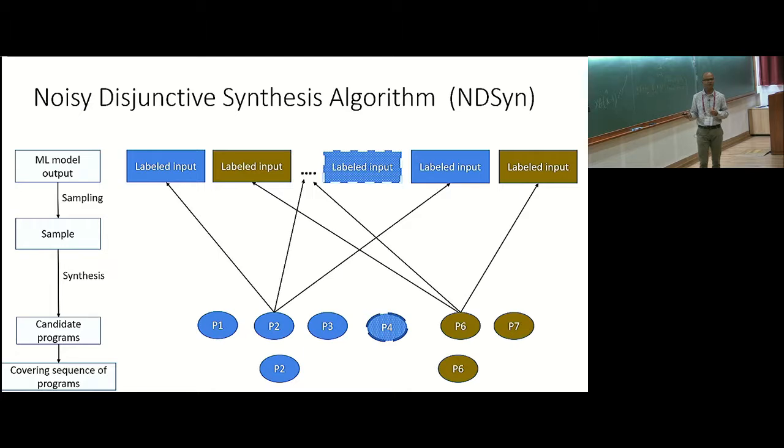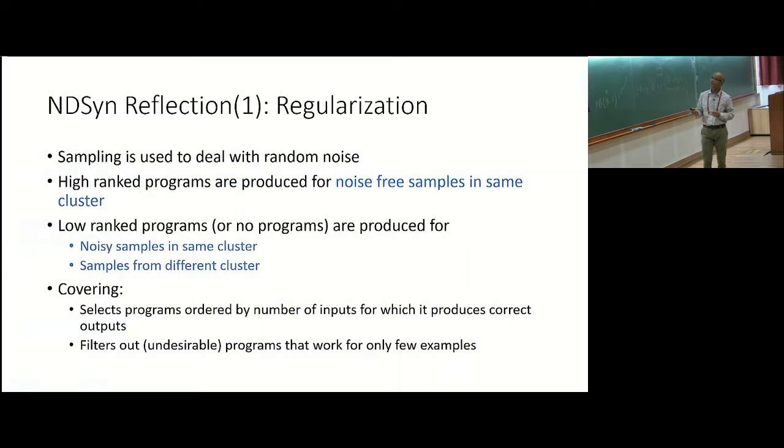So even though this P2 was produced by only 2 inputs, I can now run the program on all of the inputs, and I can evaluate for how many inputs this program produces a correct output, right? And using those weights, I can then generate a covering sequence of programs, which is a small number of programs that cover a large number of inputs. So now I can generate, so this is how the algorithm works. Is it clear what this algorithm does? So our experience has been that doing this has the same effect as regularization.